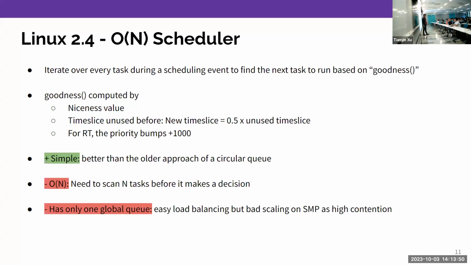This was introduced in 2.4, I believe, and the core idea is that you iterate over every single task whenever you have a scheduling tick to choose the next task, and choosing the next task is done based on one property called goodness. Now, goodness is basically coming from 3 different sub properties, kind of a thing.